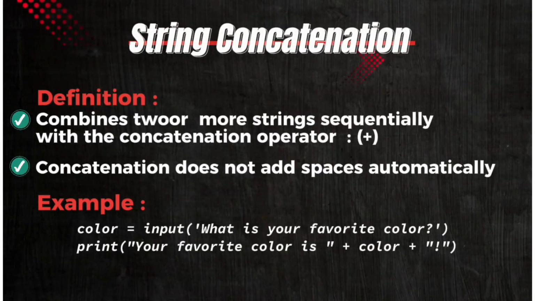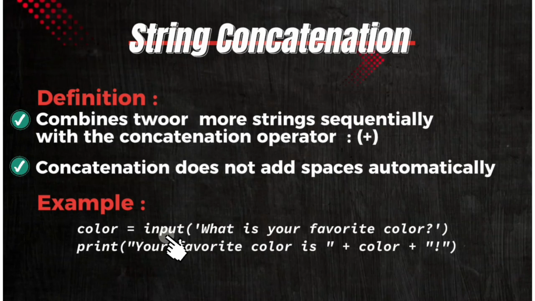In Python, string concatenation refers to the process of joining 2 or more strings together to form a single string. This is done using the plus operator. For example, this simple Python program demonstrates how to use user input and string concatenation to create interactive output.